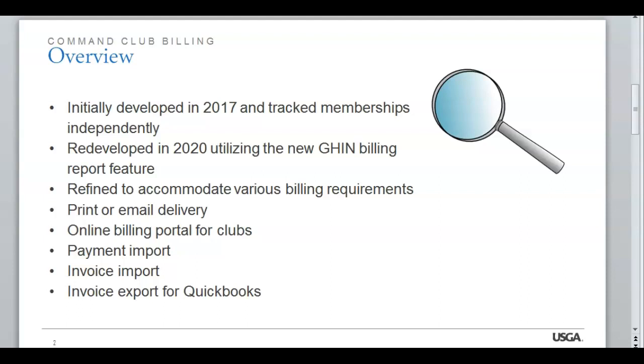In 2020, with the new Gin system and the new reporting available for billing, we were able to utilize the Gin API to create a club billing report, download it, and use that exact information to create the bills. We've refined that to accommodate various billing requirements for various associations around the United States.